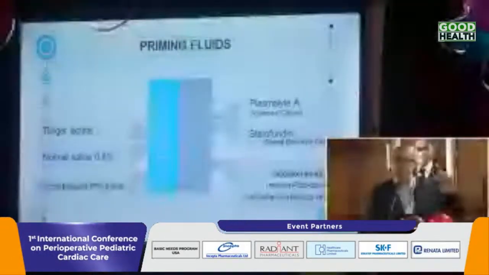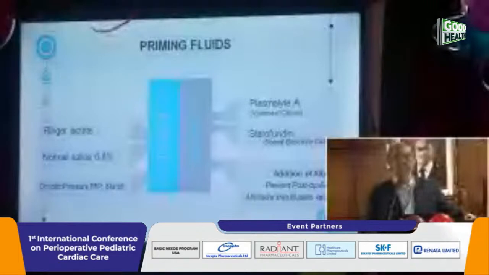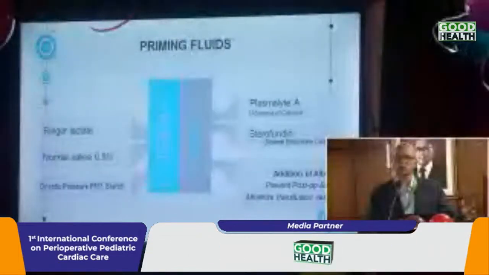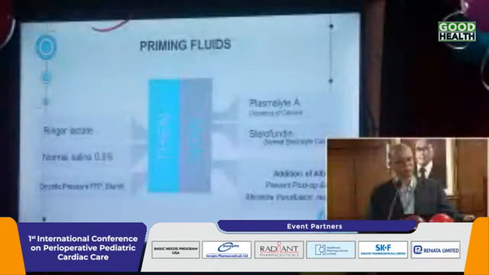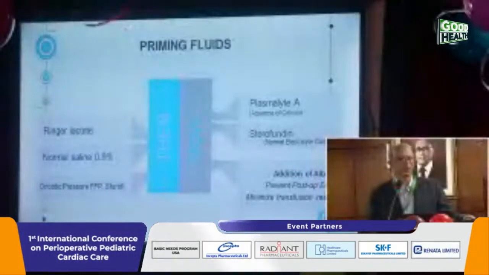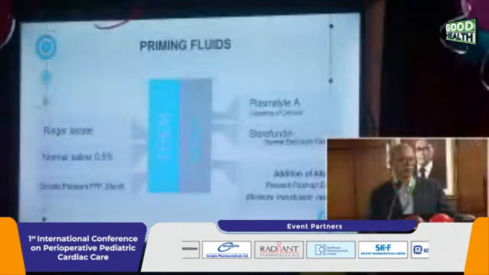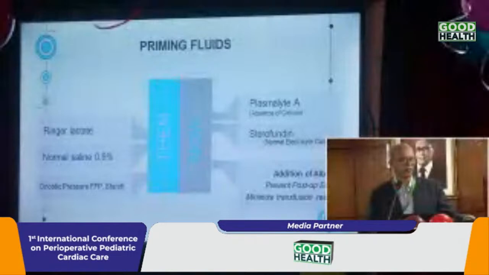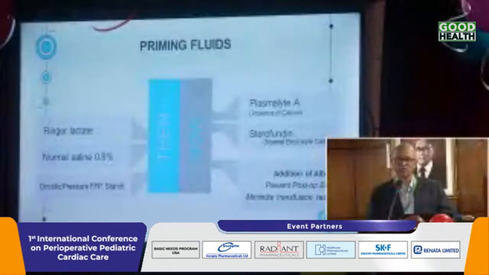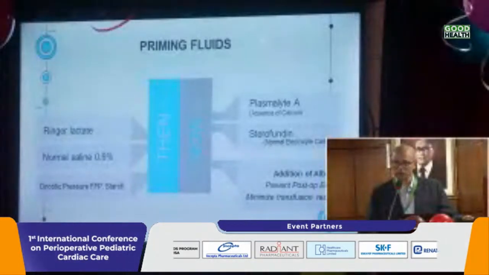Priming fluids used to be Ringer lactate and normal saline in those days, but the oncotic pressure used to be a problem, and we used to see patients being bloated up in the ICU. Now, with the new priming fluids available, such as Plasma-Lyte A and Sterofundin, we have better outcomes. The addition of albumin is also a must now in pediatrics to have an oncotic pressure which is near normal.